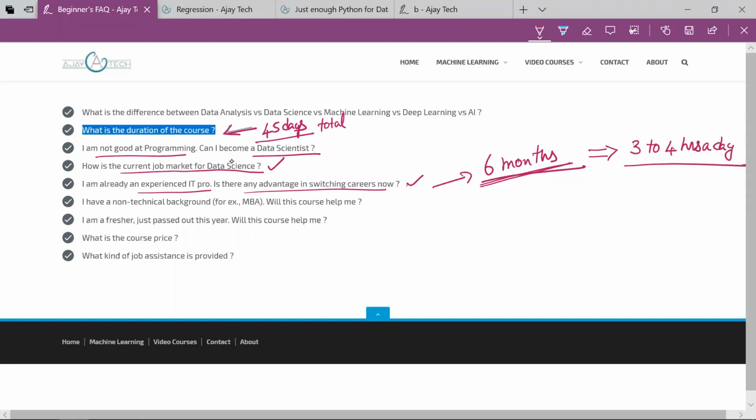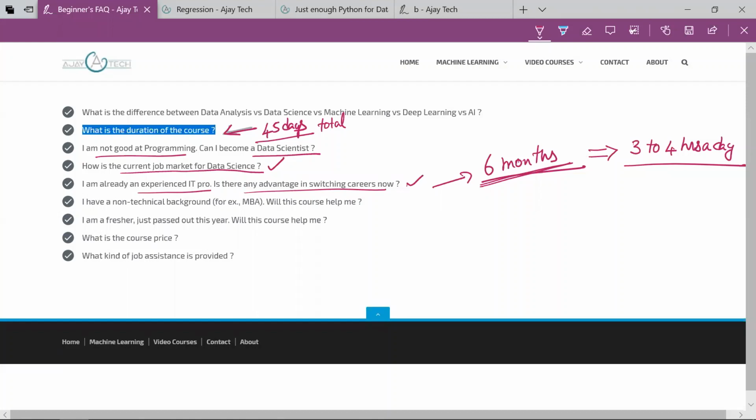If you don't do that, then it's difficult. At least 3 to 4 hours a day, minimum 3. Every day we learn some things, you have to go practice it. If you don't do that, it will be very difficult.